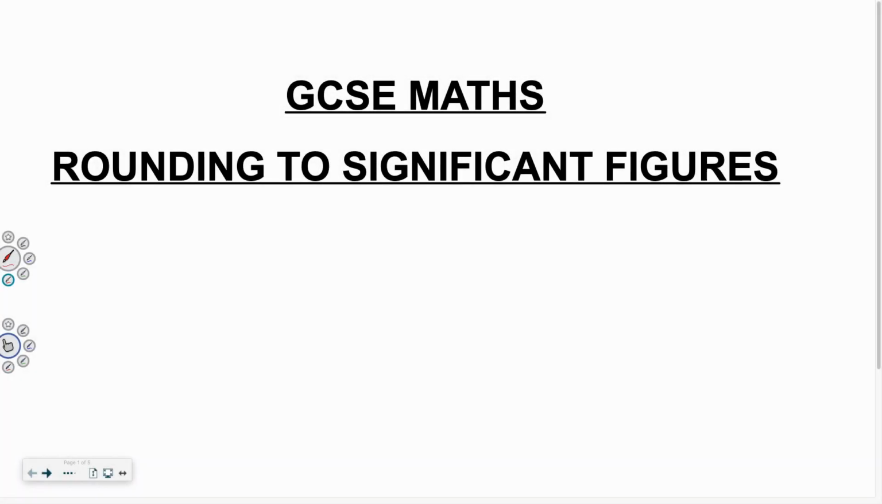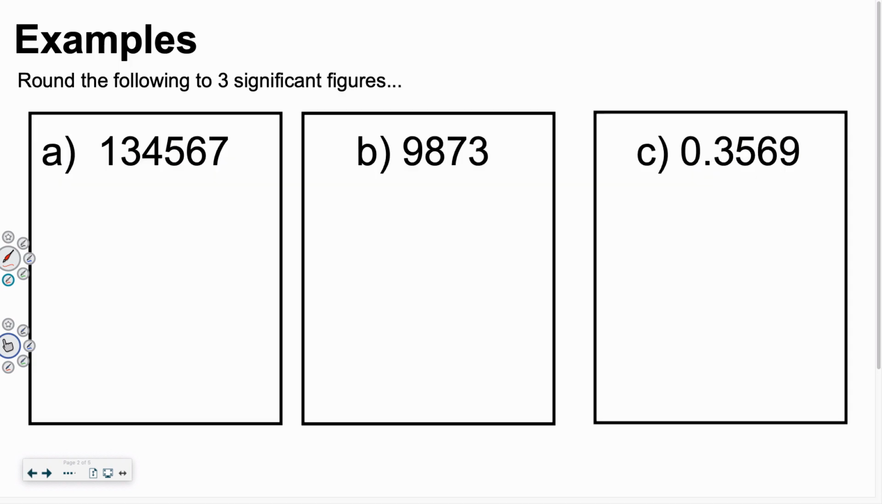So in this video I'm going to be working through some rounding to significant figures example questions. The first example says round the following to three significant figures. So we've got three numbers here and we're being asked to round them to three significant figures.